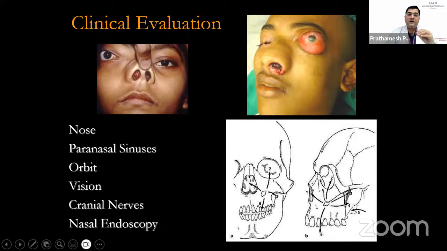And finally, please do a nasal endoscopy. You will be surprised to see how often you might have considered an open approach, but an endonasal approach was suitable because the tumor is not really involving the regions where you felt that open surgery was required.